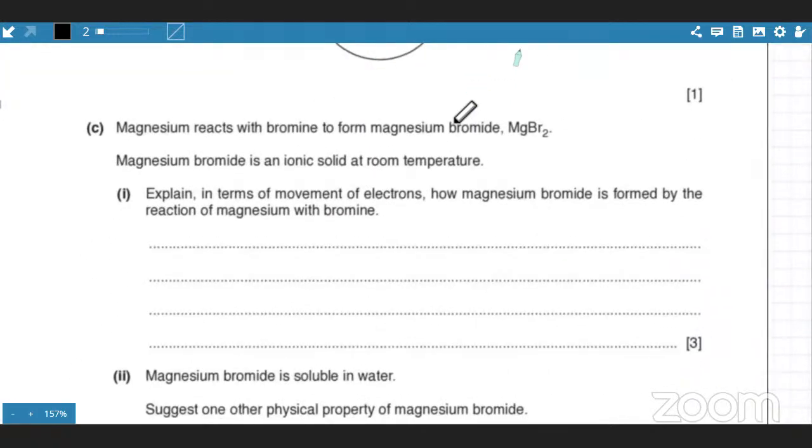Next one is: magnesium reacts with bromine to form magnesium bromide. Magnesium bromide is an ionic solid at room temperature. Explain in terms of movement of electrons how magnesium bromide is formed by the reaction of magnesium with bromine. So it's a 3-mark question.